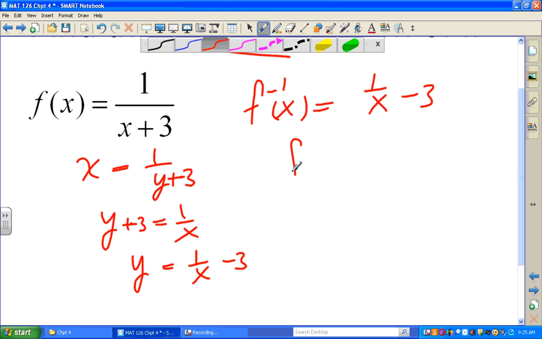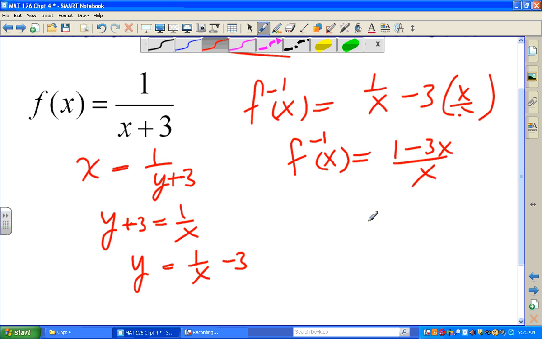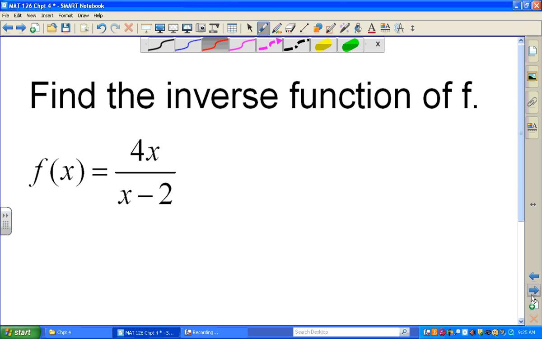Good. Remember, some people would write this with one common denominator. So it'll be 1 minus 3x over x. That's just to clearly see the horizontal asymptote. You don't have to write like that. I said you could write it either way. Okay? So either answer will be fine. But if you see this answer in the back, you know where it came from. All right? Perfect. Some are a little bit more challenging than others.